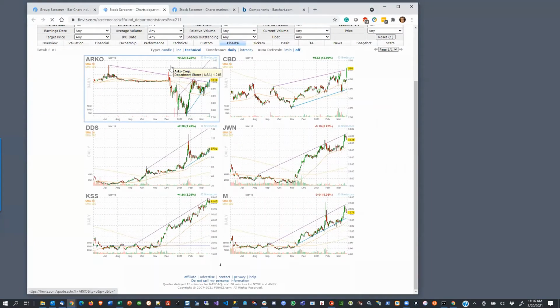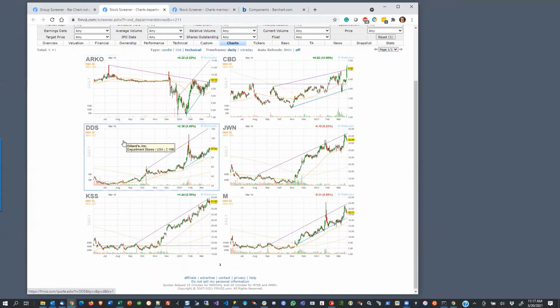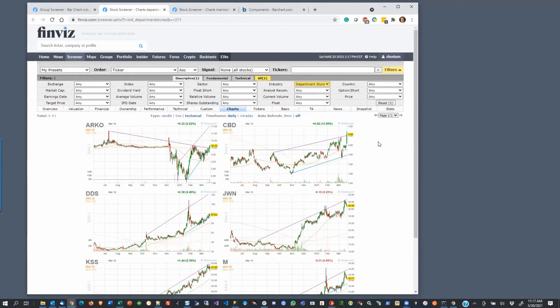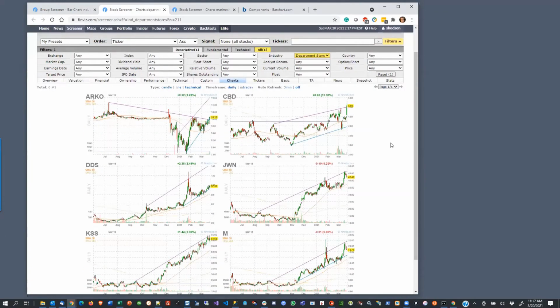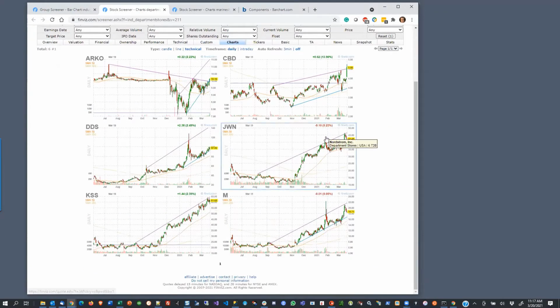Yeah, and a lot of these, like department stores, if you really want to trade department stores, for some reason they're really outperforming, like Kohl's, Macy's, Nordstrom. I don't know what these other two are, Companhia Brasileira, Arco, Dillard's. I'm sure there are more store stocks out there than these 6, but this is one of the ones that came up.